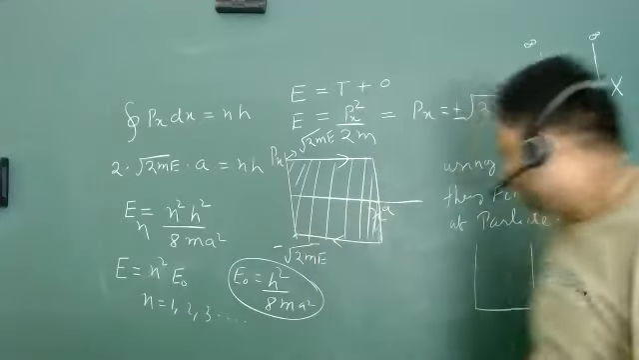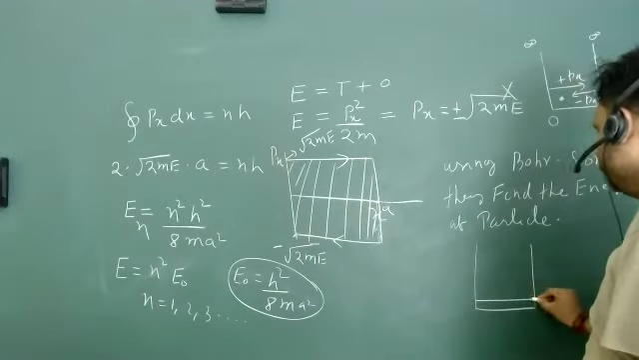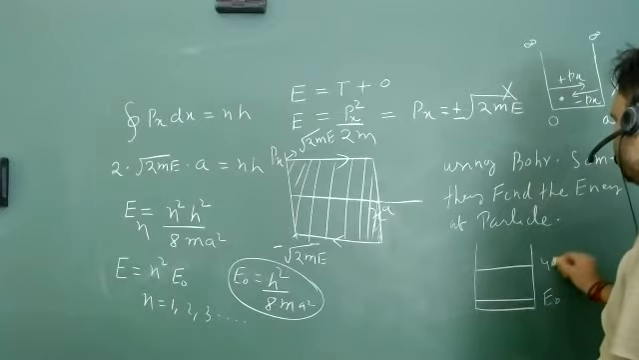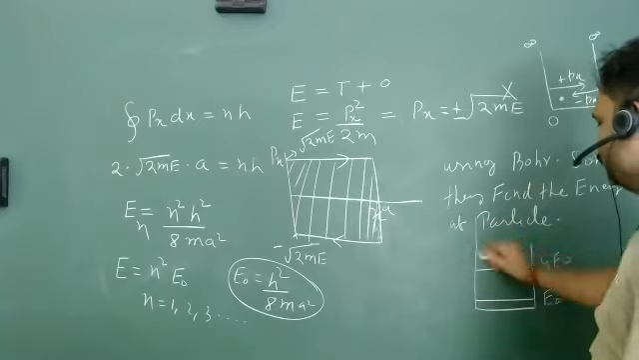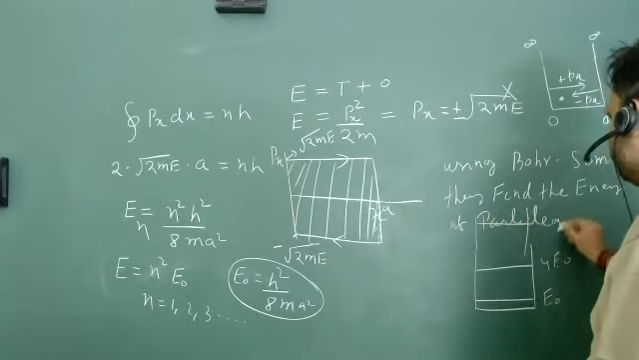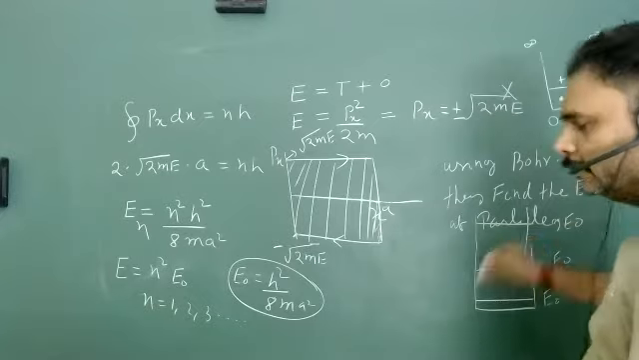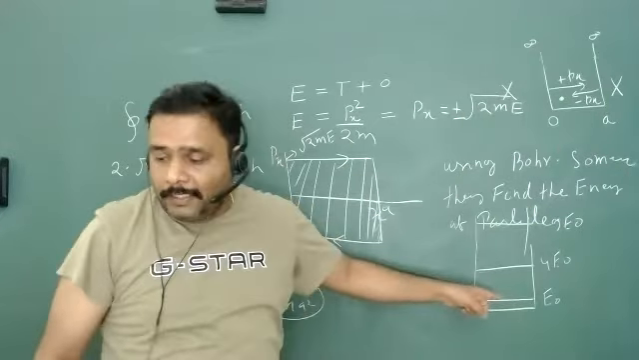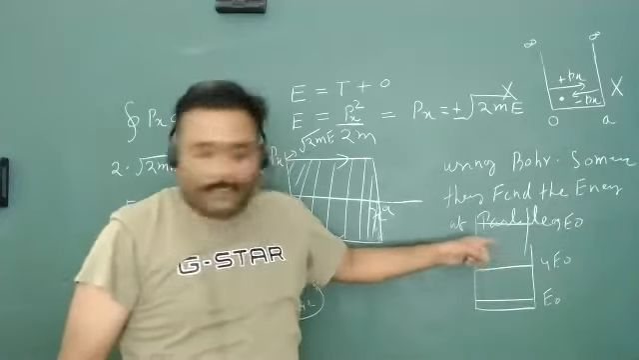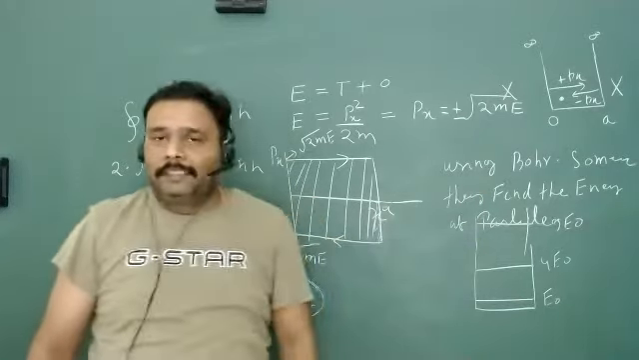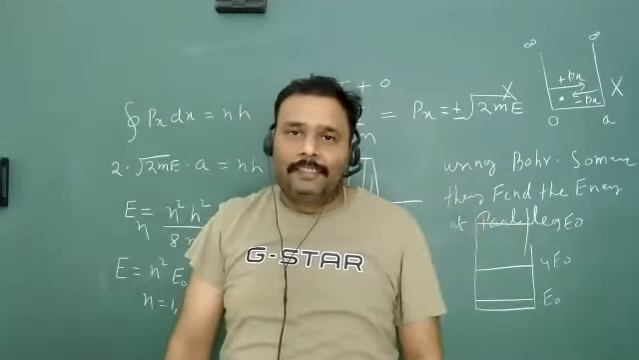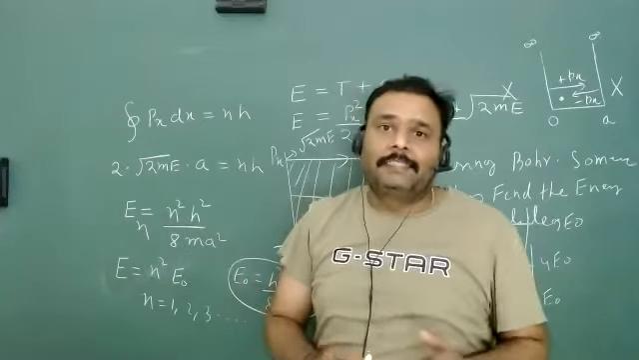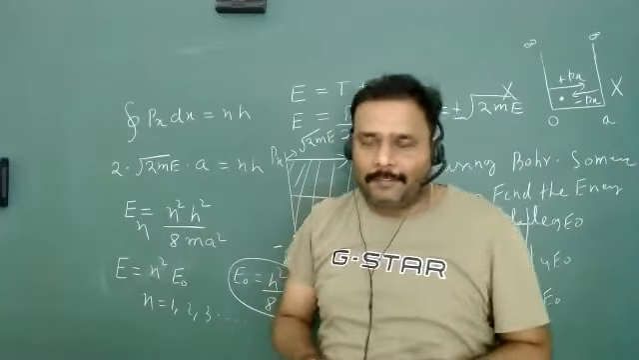You will get exactly the value either E naught, the next value is 4 E naught, and the next value is what? 9 E naught kind of situation. Isn't it? So you have seen, the particle will have either E naught level of energy, or 4 E naught level of energy, or 9 E naught level of energy, or 16 E naught level of energy. So you can find that energy is quantized even in a particle in a box.